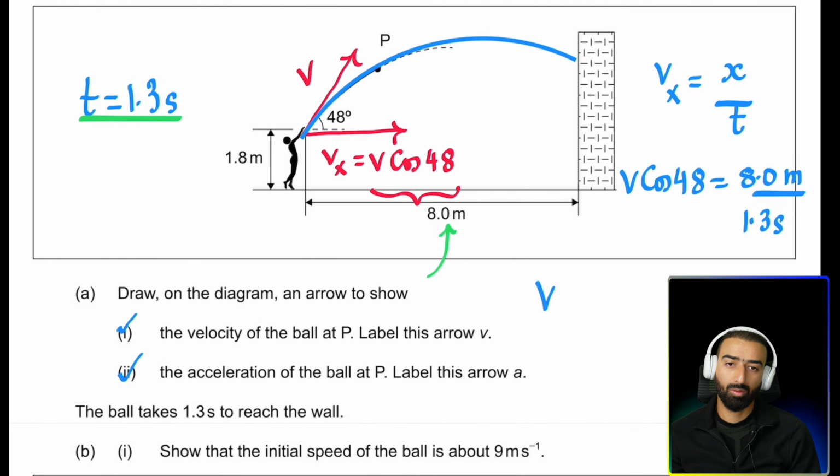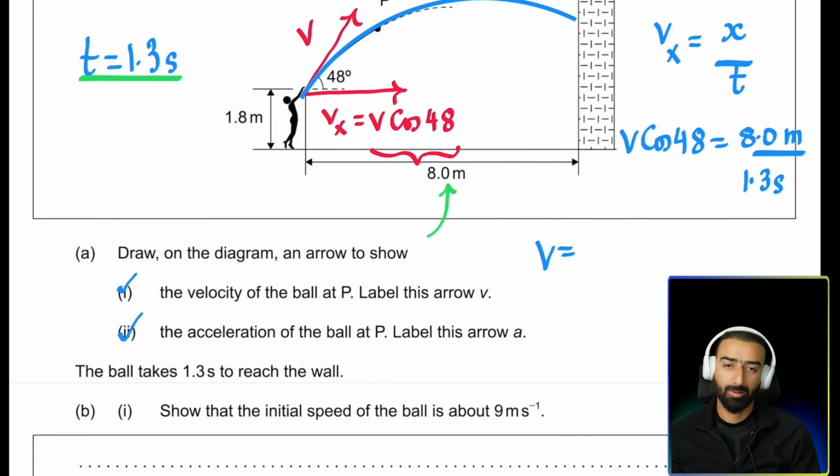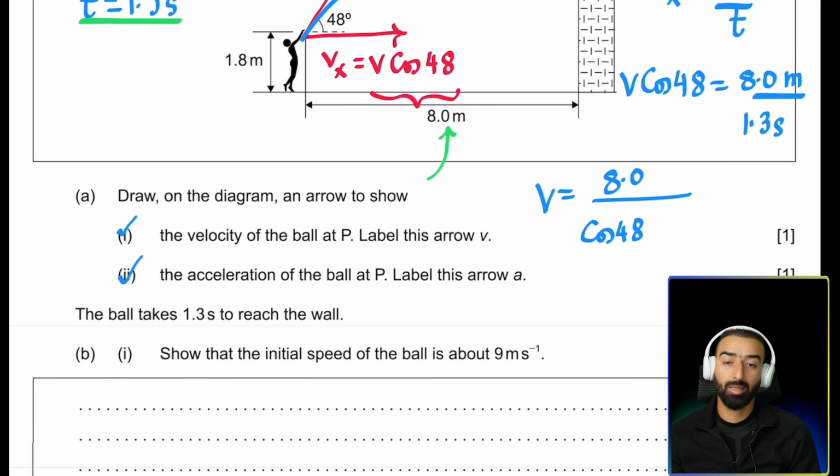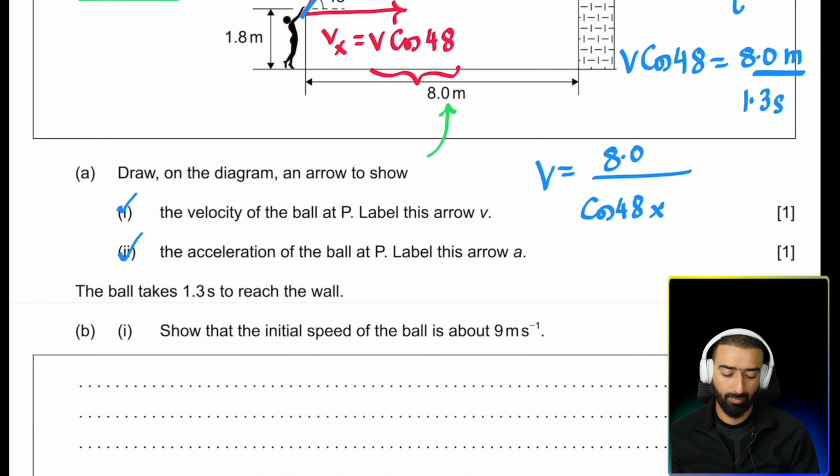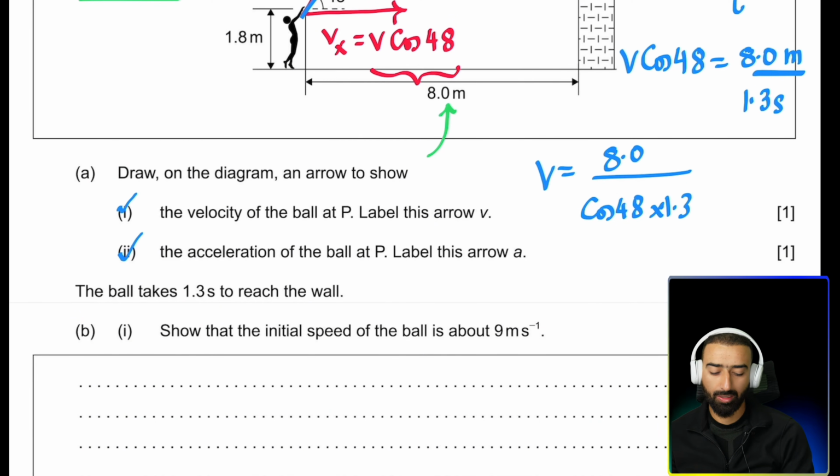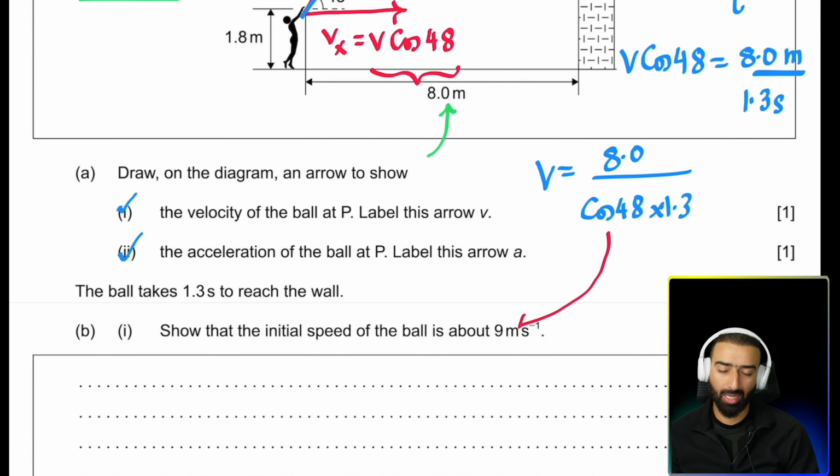If we solve for V, we get V equals 8.0 divided by cosine 48 times 1.3. I leave this as an exercise for you to try. You'll see that it's about 9 meters per second. And that solves this part of the problem.